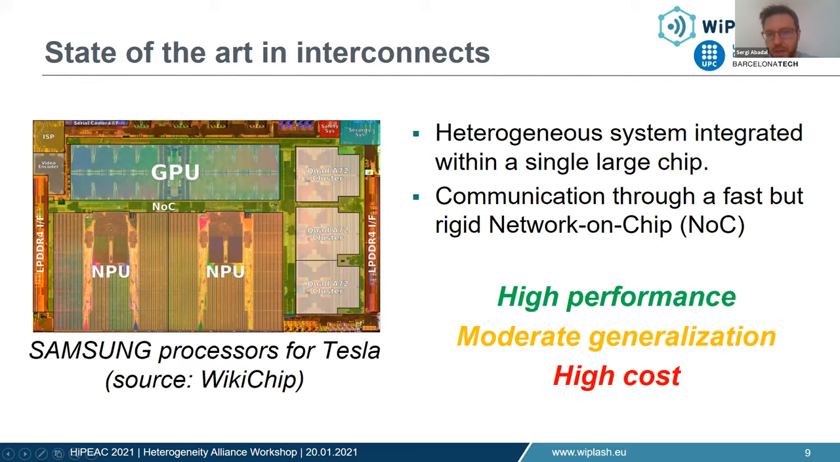So this has high performance because everything is tightly coupled, tightly integrated. The generalization is okay because you can put different types of processors together, so this generalizes well to different workloads. But the cost of building this is very high, because making large chips with many different components tightly coupled together is hard to make, and the yield is not that great, and all these kind of things.